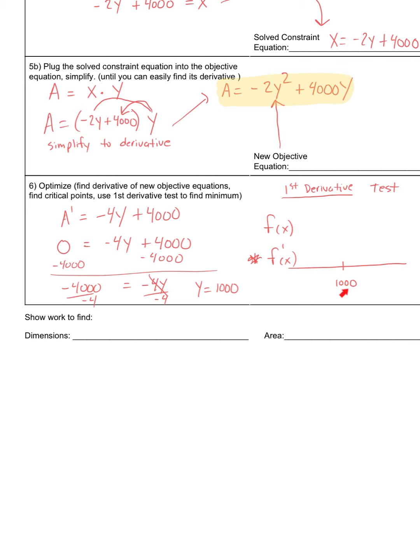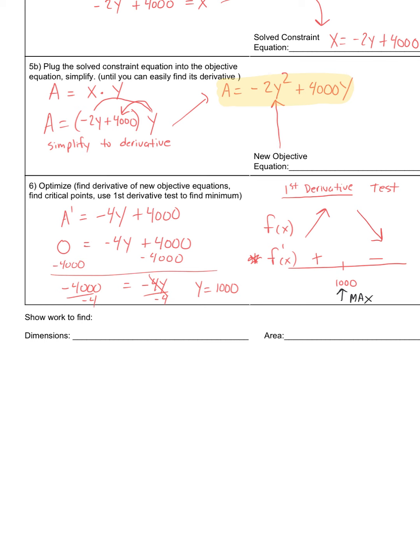Start your table at 1,000. Look to the left of 1,000. What kind of y values does your derivative have? I'm seeing positive y values there, which means over this interval, our original function is increasing. If your derivative is positive, your function is increasing. Now, to the right of 1,000, I am seeing negative y values, which means that over this interval, my function is decreasing. All right, and that just proved that 1,000 is a maximum, and that's what we need.